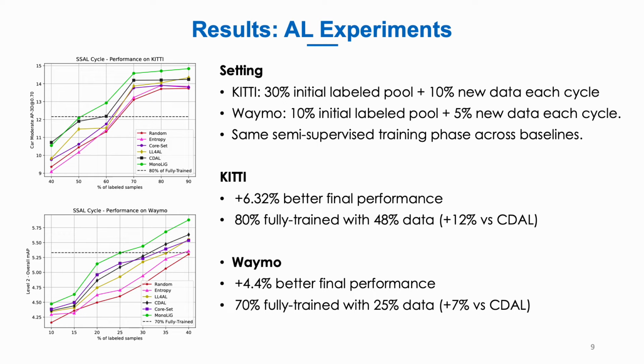Here we show the active learning curve for our experiments on both the KITTI and the Waymo dataset. In the KITTI dataset, we use the initial 30% randomly selected pool as our initial labeled pool, and at each cycle add 10% new data. So we observe that our model reaches 6.32% better final performance, and our model is able to attain 80% of the fully trained performance with just using 48% of the data.